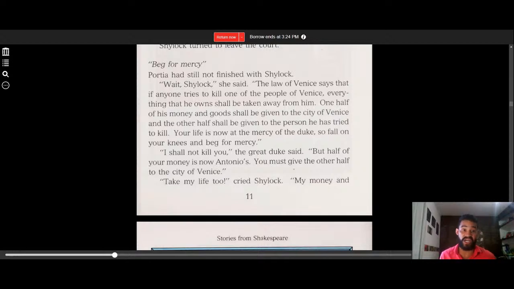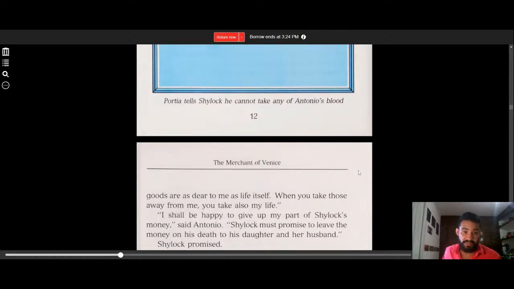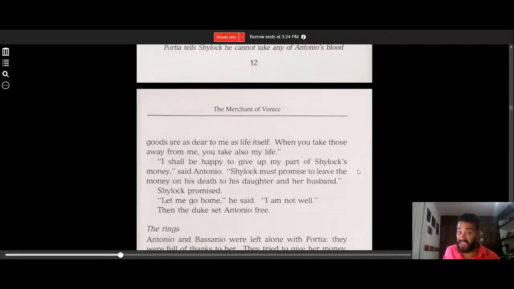You must give the other half to the city of Venice." "Take my life too," cried Shylock. "My money and my goods are as dear to me as life itself. When you take those away from me, you take also my life." "I shall be happy to give up my part of Shylock's money," said Antonio. "Shylock must promise to leave the money on his death to his daughter and her husband." Shylock promised. "Let me go home," he said. "I'm not well." Then the Duke set Antonio free.